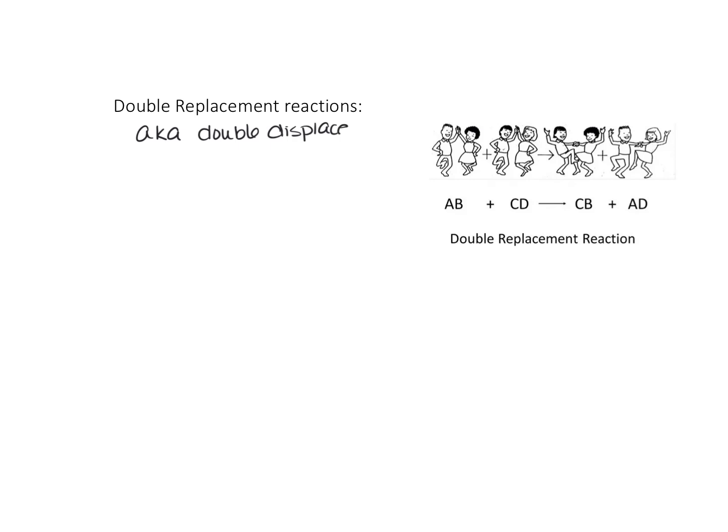And this is more like a square dance, where the two metals or the two cations are going to switch, okay? So when we look at this, the metals or cations will replace the metal or cation.